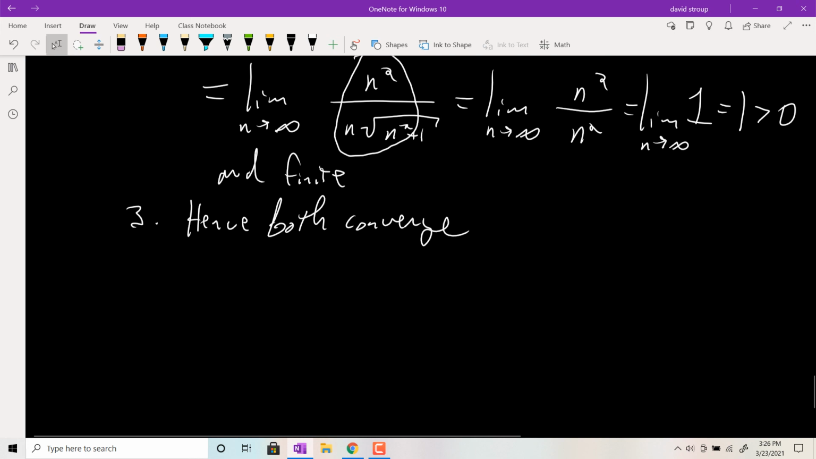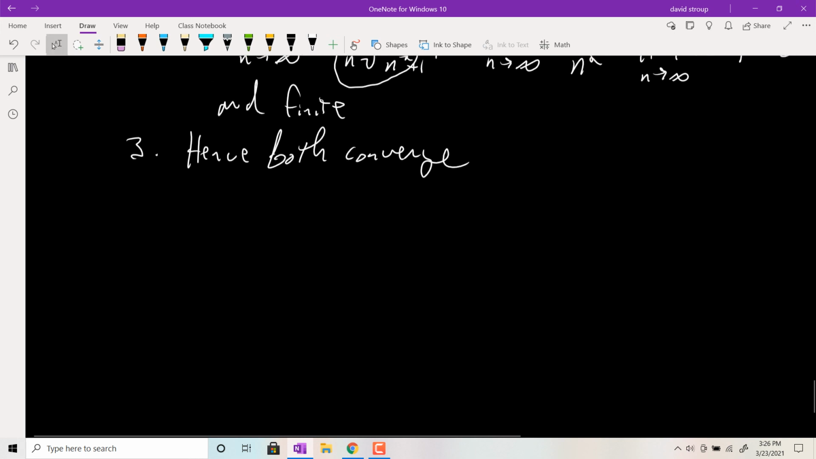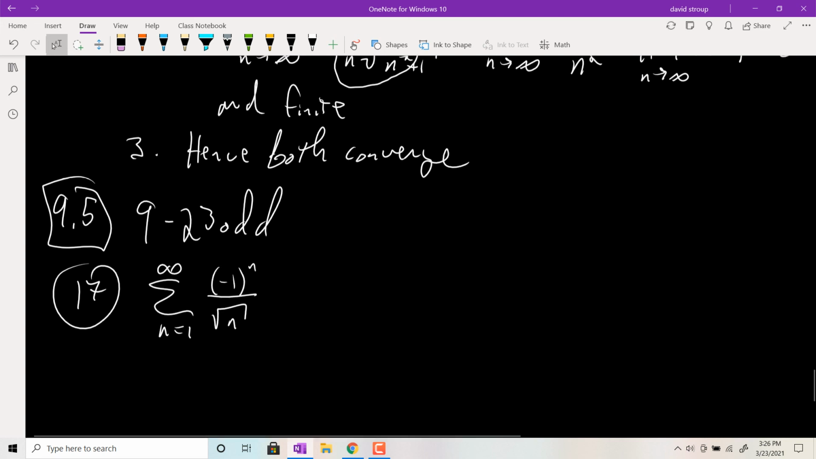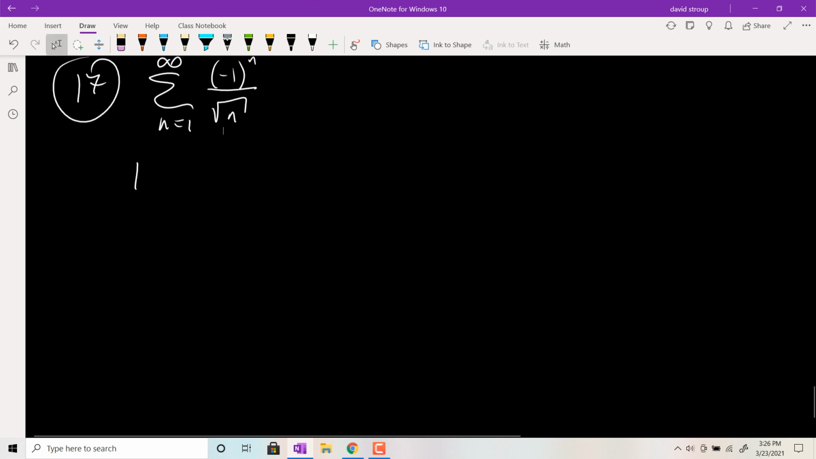Okay. So anyways, the next section is 9.5. We're looking at problems like 9 to 23 odd, and in particular, let's look at number 17. It's a series from n equals 1 to infinity of negative 1 to the n all over the square root of n. We want to try the alternating series test.